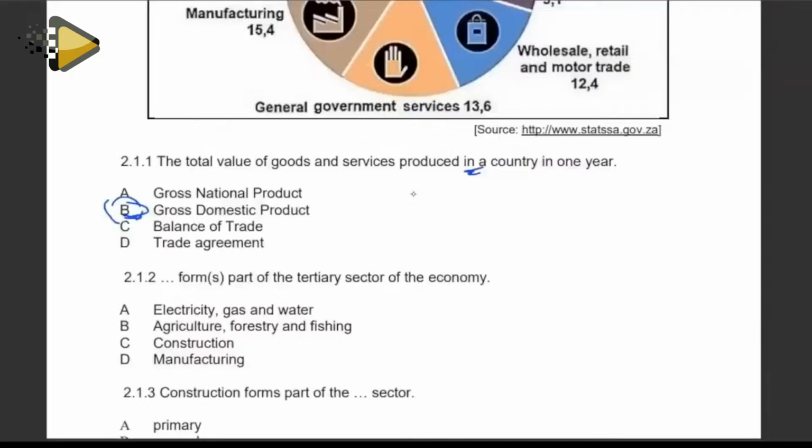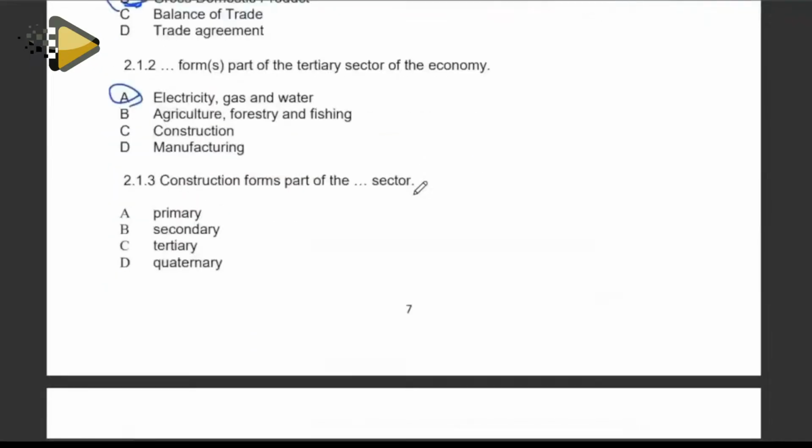The next question is 2.1.2. Dash forms part of the tertiary sector of the economy. Tertiary sector, we know that it's a service sector. So which one is a service provision? Electricity, gas, and water. This is correct. Agriculture, forestry, this is primary. Construction is secondary. Manufacturing is secondary. So the correct one is electricity, gas, and water.